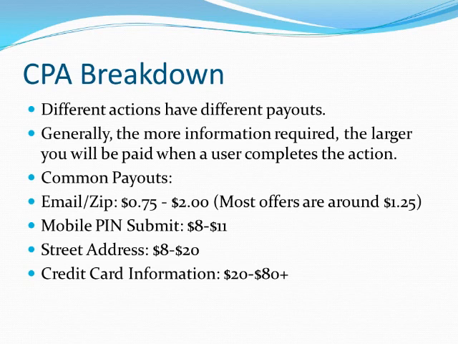The offers that are most commonly promoted in PPV traffic, I would say, are probably email and zip submits. A lot of people like those. Personally, I like them. They're easy to test, quick to test too. You don't have to wait around for a bunch of data. And then, along with those, mobile offers and street address offers.